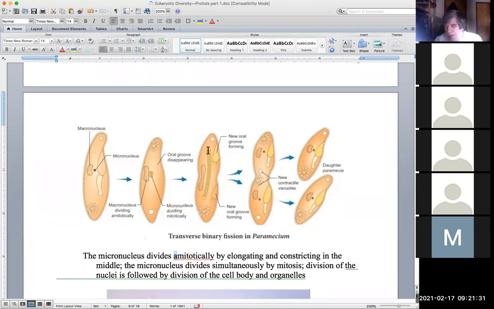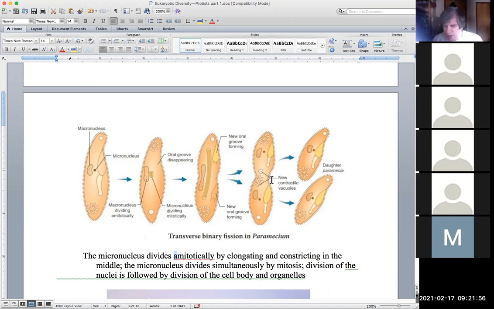Now, then, if we look at the micronucleus, it divides by mitosis. And so this is showing spindle fibers here, and then there's a little circle at the top and bottom. Those are the two micronuclei that have been created by mitosis.